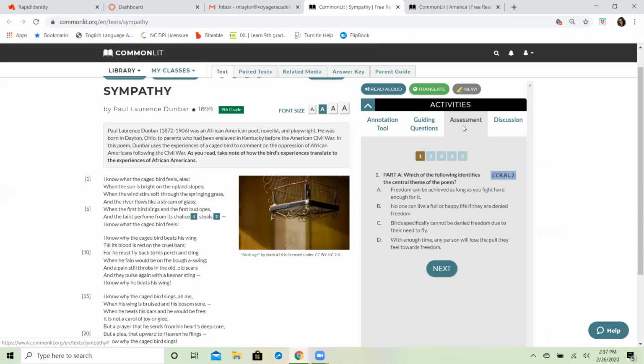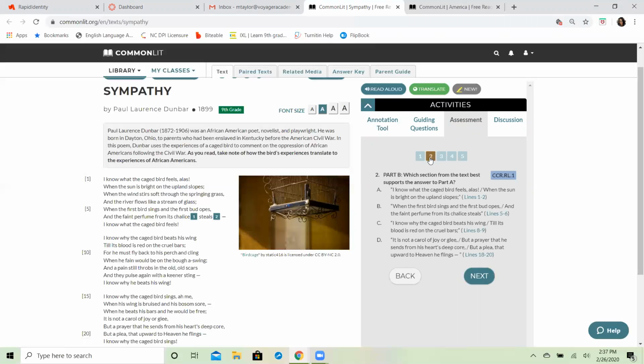Looking at the assessment questions, students should see question 1, part A is asking the students to identify a central theme. Based on what we've already talked about, which of these answers best fits? Question number 2. Which section from the text best supports the answer to part A? Based on the answer to part A, the theme the students chose in their own words best lined up with one of the multiple choice answers. Which quote helps convey that same idea?